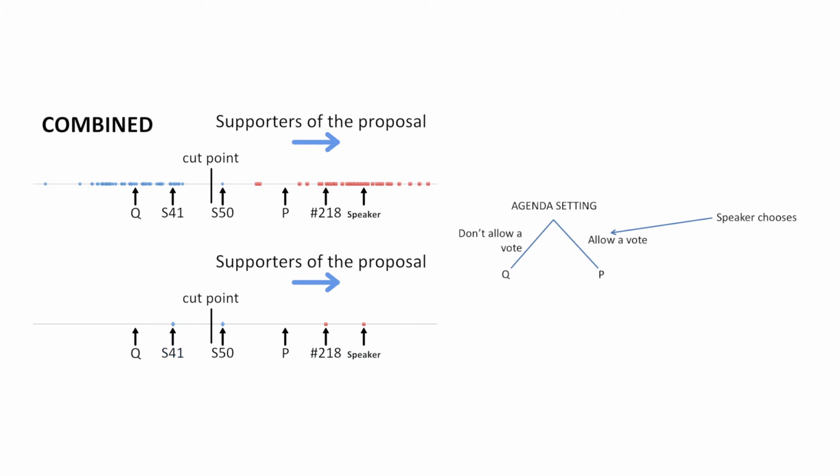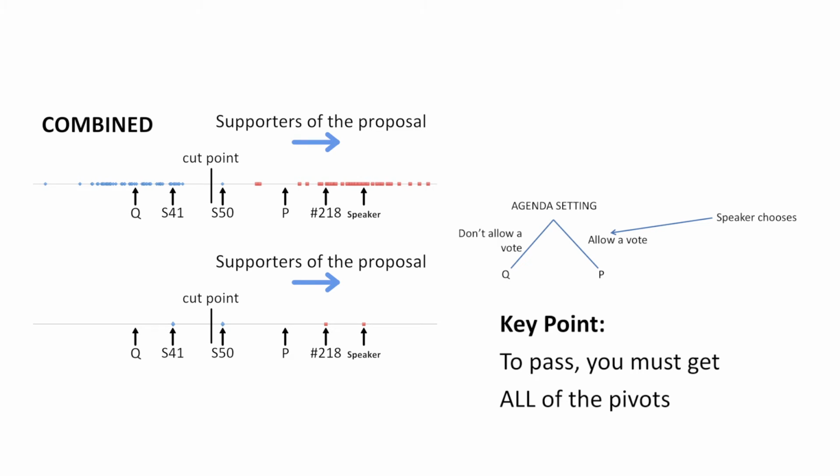And is this bill going to pass? No, it won't get through the filibuster. The key to pivotal politics is that you have to collect all of the pivots on the P side of the cut line. Any one of these pivots can block the legislation. In this case, it's the filibuster pivot.